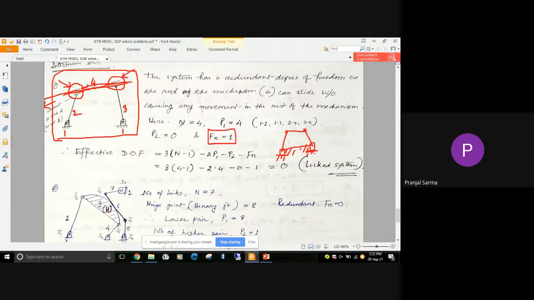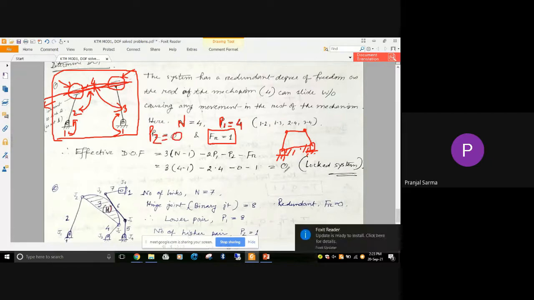So how many links are here? N is 4, no, probably 1, 2, 3, probably we have counted. So P1, if you consider, then normally we can say 1 and 2 making one pair, 2 and 1 and 3 if you consider, this is also making another pair, 2 and 4 if you consider, this is making another pair, and 3 and 4 this is also another pair. So 4 pairs, we have P1 equal to 4, and P2 how much? There is no higher pair here, so P2 equal to 0. But we have got one redundant degree of freedom, that is in terms of this particular rod. The rod can slide without causing any movement to the rest of the mechanism. So Fr equal to 1.